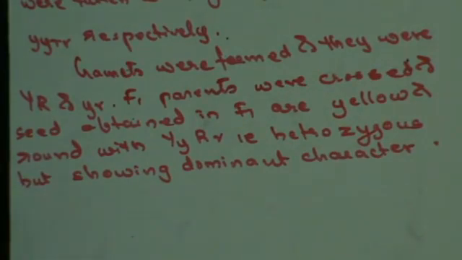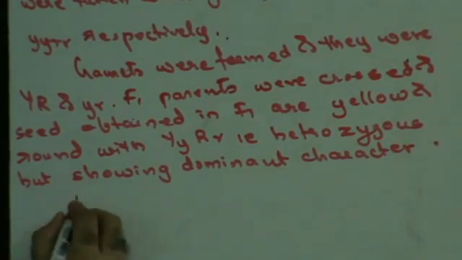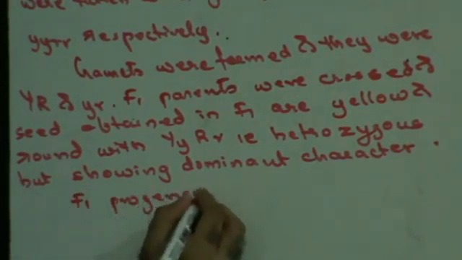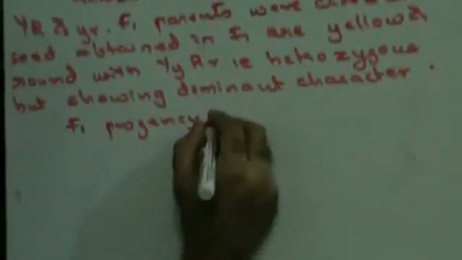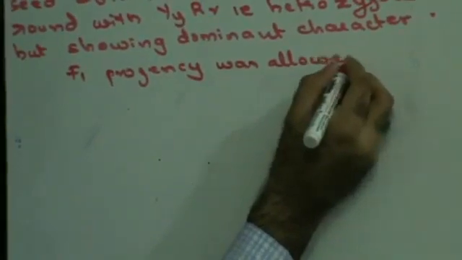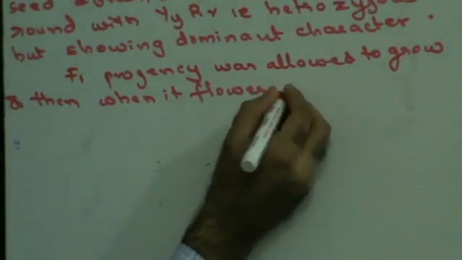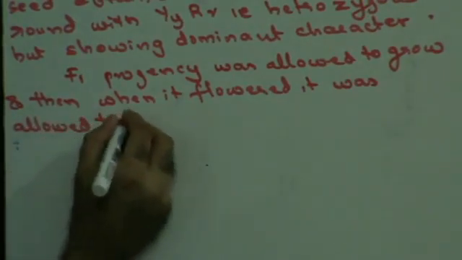Now, the F1 progeny were allowed to grow, and then when it flowered, it was allowed for self-pollination, right? So that would give me the F2 generation.